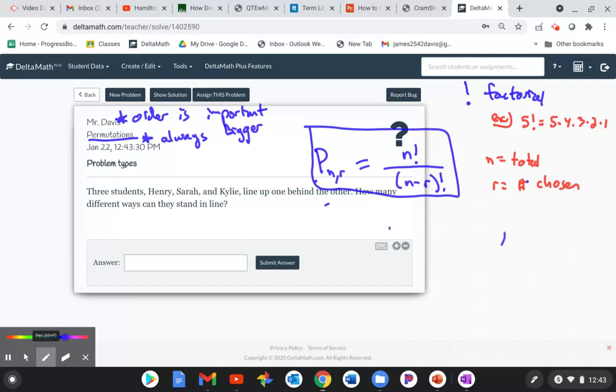So this is going to be P. How many total people? Well, there's 3 of them, right? And how many are going to line up? Well, actually, all 3 of them are, because it doesn't say only 2 are going to stand in line. It says how many different ways can they stand in line, meaning they're all going to line up. So this is actually going to be P with 3, 3. The way we would read this would be 3 choose 3.